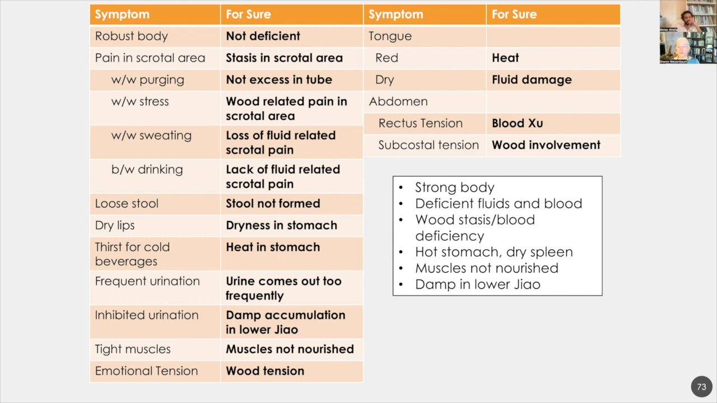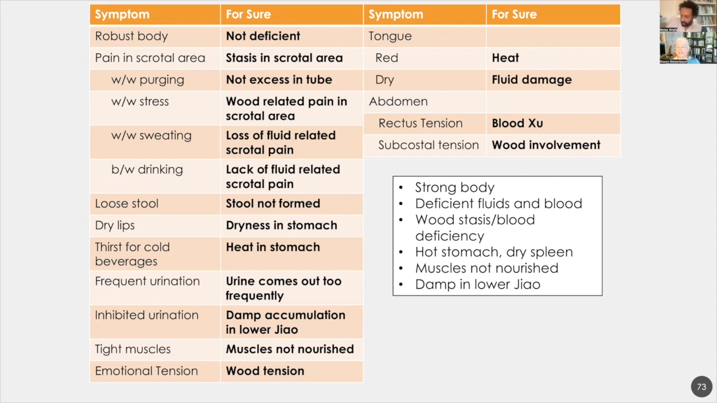And he's got thirst for cold beverages, which is heat in the stomach. And frequent urination, it's coming out too much. But it's inhibited, so I know there's some damp accumulation in the lower jiao. He's got really tight muscles, so his muscles are not nourished, and nourished here means with fluids. He's got emotional tension. Emotionally, he feels tense.